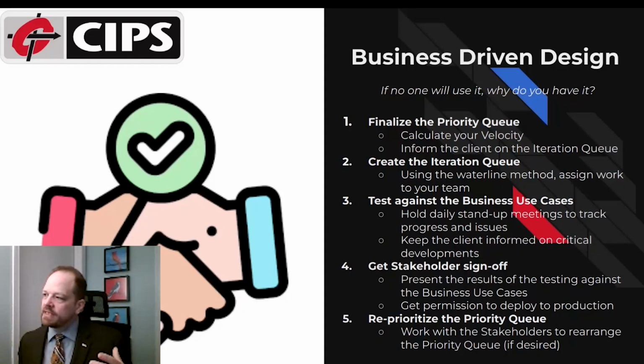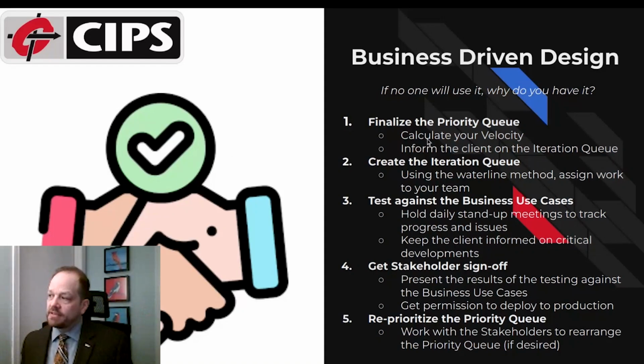The key thing is that you're trying to create a velocity and track to that velocity, and use that velocity to communicate with the business on how much work you're going to get done per iteration, how much work is in the queue, and how expensive that work is, so that they can make informed decisions on what work they would like to see your team work on. And you want to keep going through these iteration cycles.